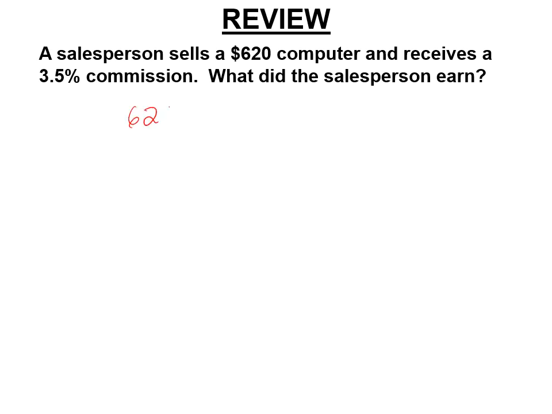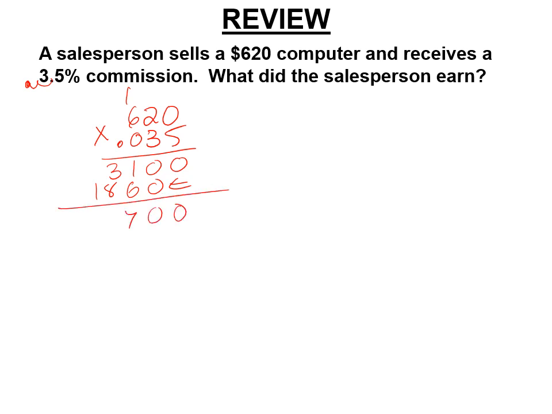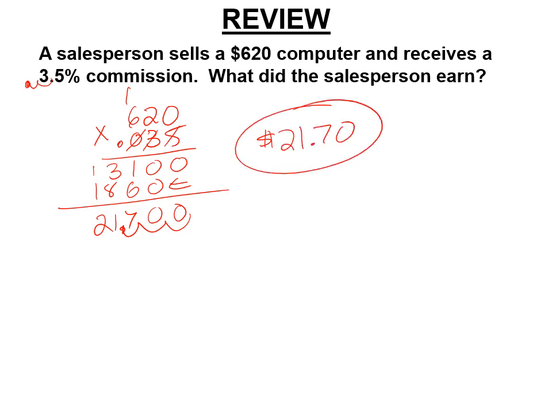So to get a 3.5% commission, you move the decimal twice, and you're getting 0.035. 5 times 0, 5 times 2 is 10. 5 times 6 is 30, plus 1 is 31. Step over. 3 times 0, 3 times 2 is 6. 3 times 6 is 18. Step over. Oh, the third row would be a row of 0, so I'm ignoring it. And 8 plus 3 is 11. 3 numbers to the right, 1, 2, 3. And so this is money, so we're going to write it as money. $21.70 in commission for selling you that $620 computer.